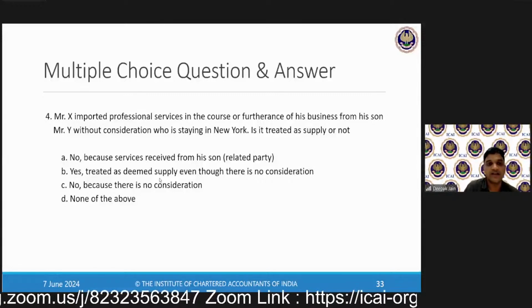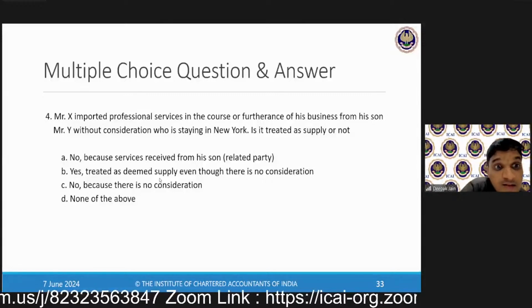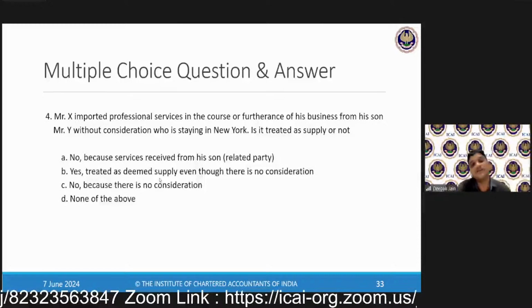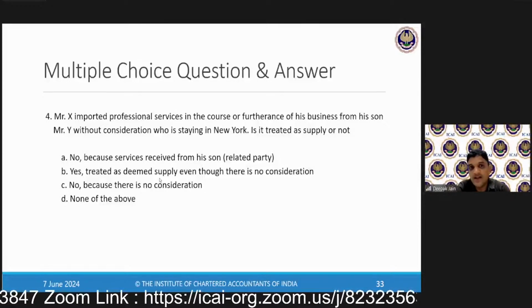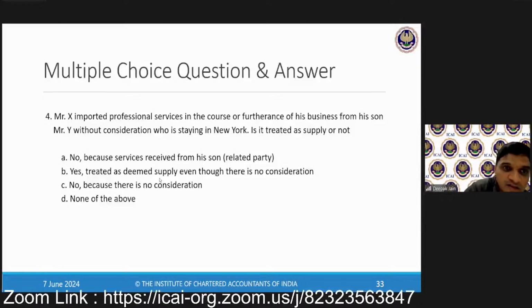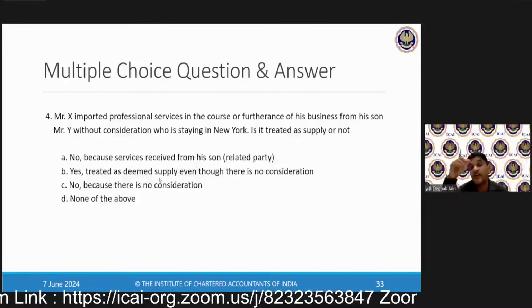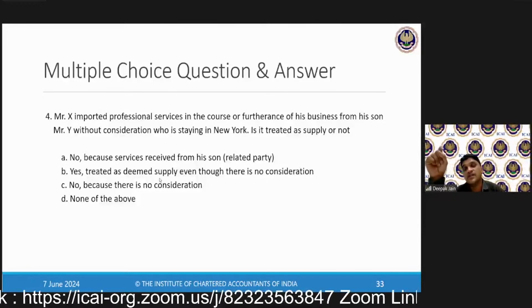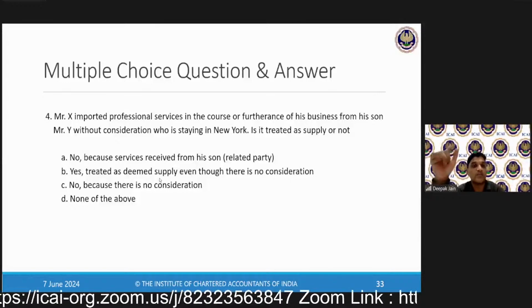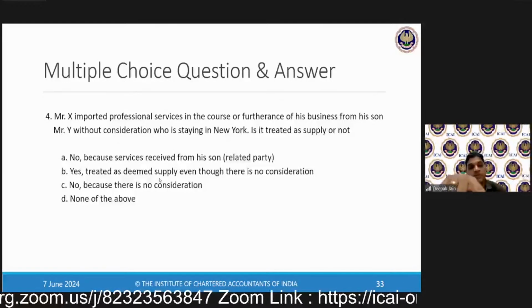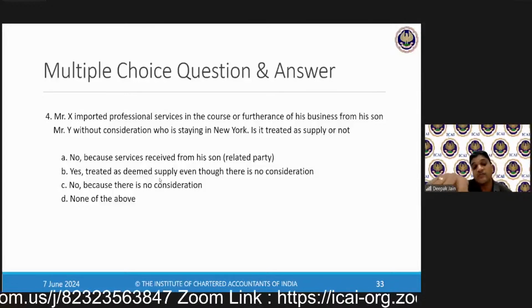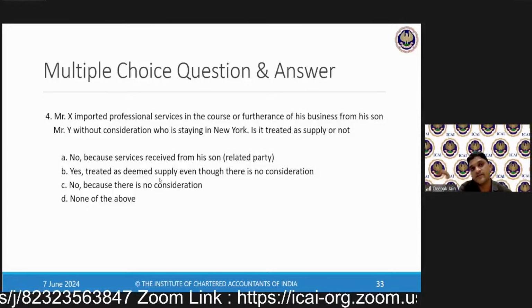You had the chart, right? Service received from a related party. So no GST. No, that's not the answer. Even if you import anything from related persons, Schedule 1 says that even if it is without consideration from a related person, it will be treated as a deemed supply, which is option B, which says that it will be treated as a deemed supply even though there is no consideration.